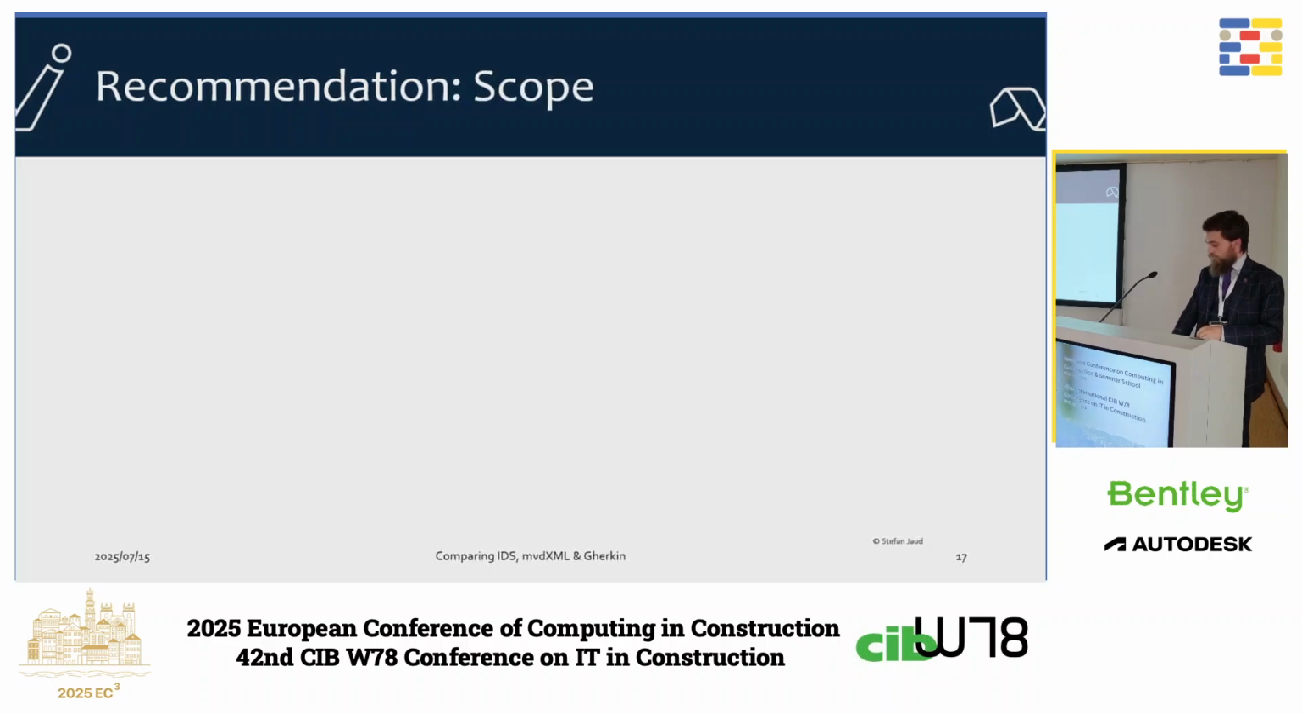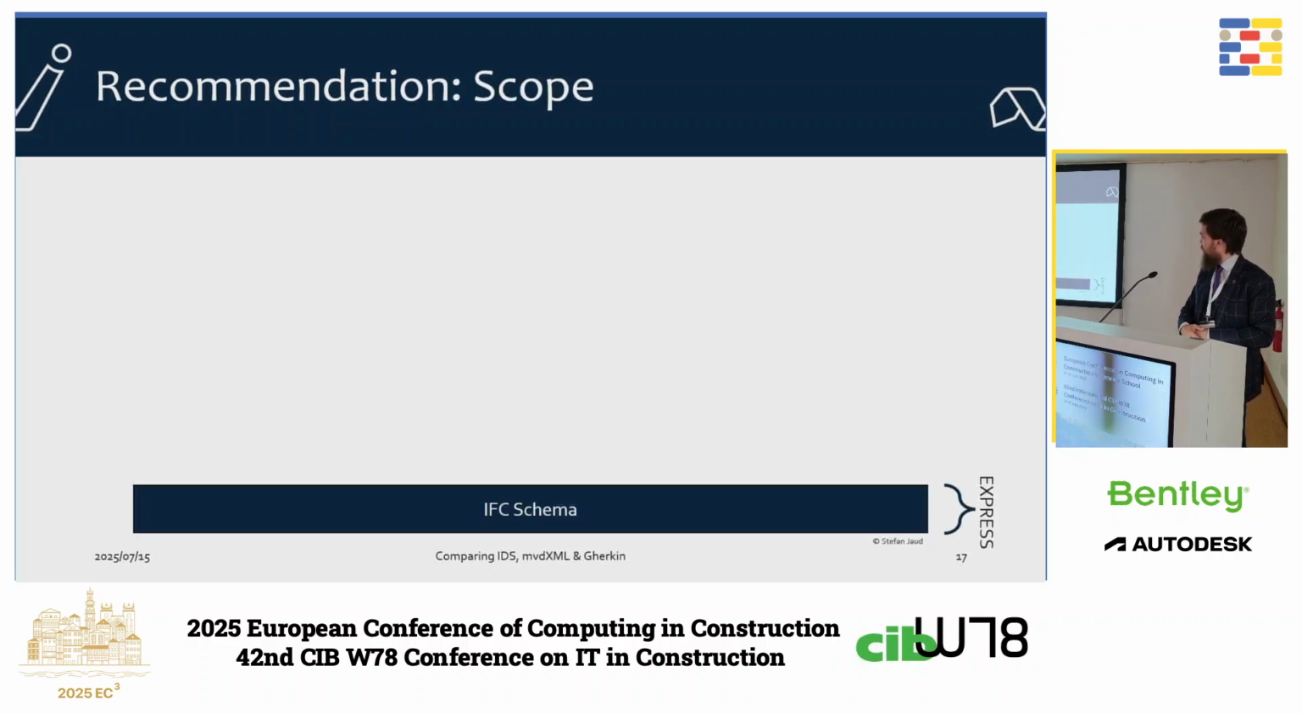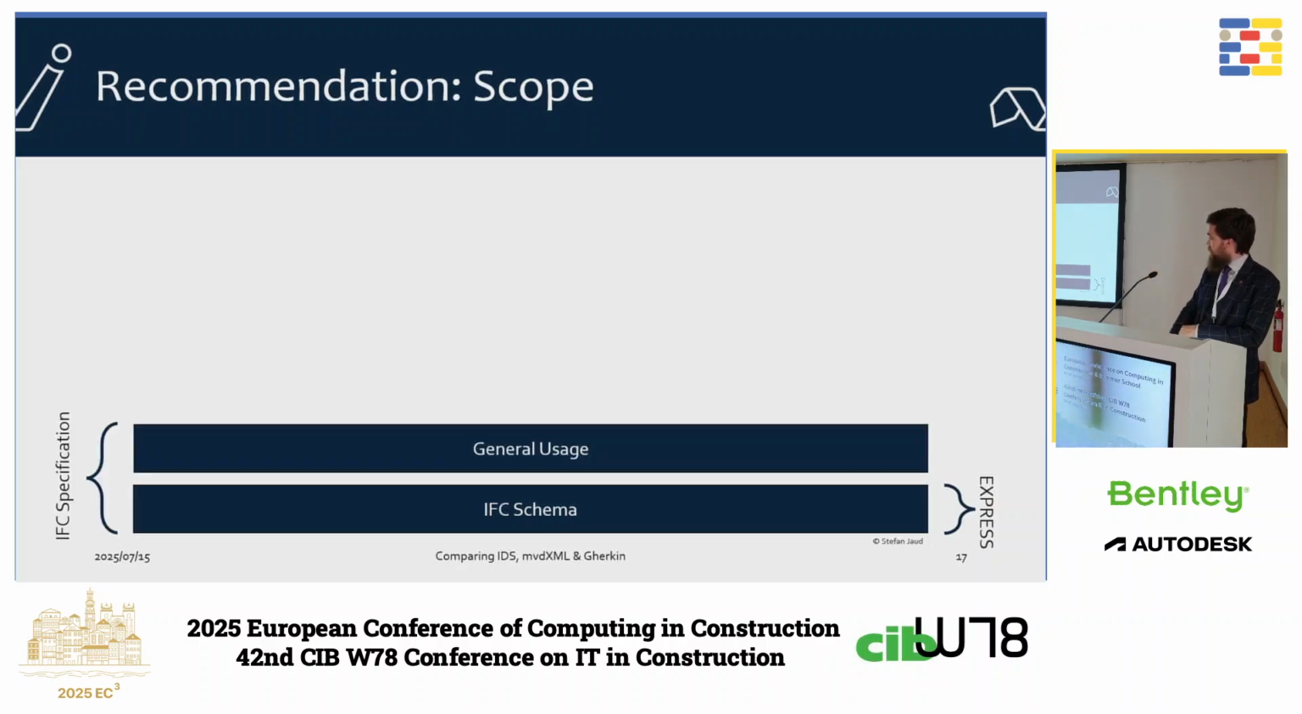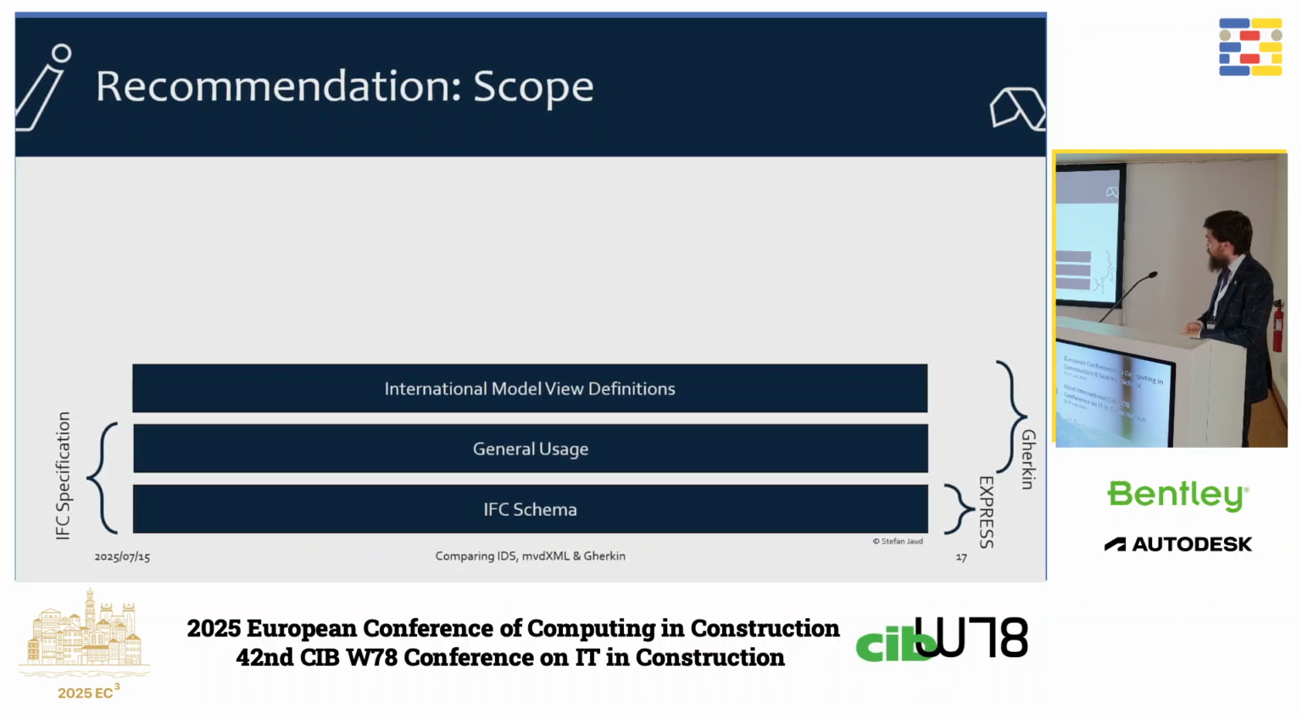And recommended scope, we would say, if you look at how the IFC schema is defined: the IFC schema, currently in EXPRESS, that's a given, that's the foundation. And with it, you have the general usage, the IFC specification, that's the whole thing that also includes, for example, already concept templates. And the international model definitions, that's currently what's being implemented extensively on the buildingSMART side with these Gherkin rules. So what are the rules that everybody should abide by? What are the general best practices for IFC data exchange?